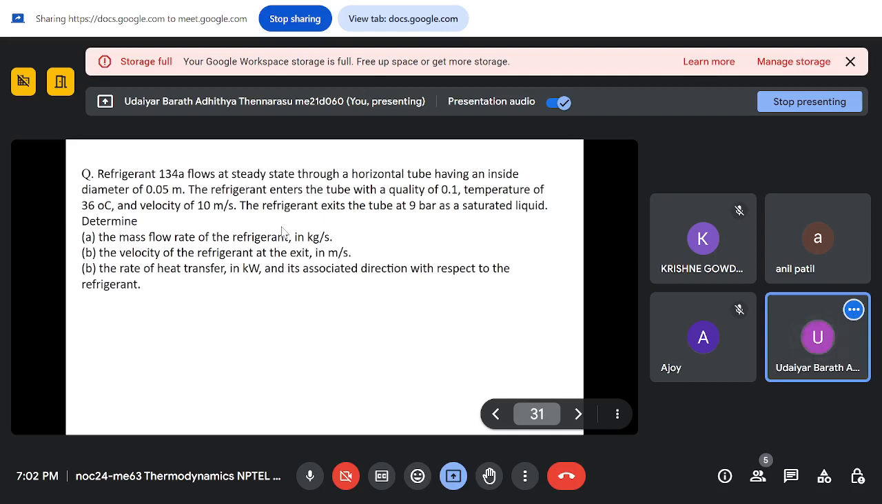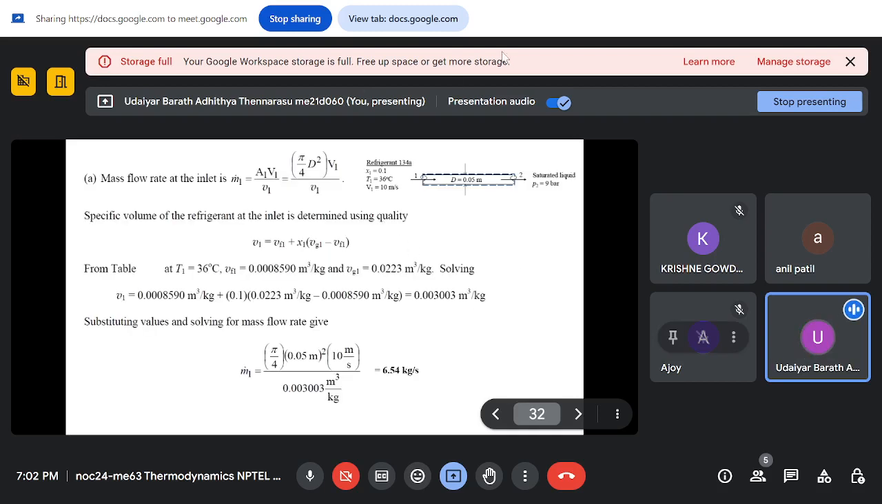And your exit pressure is 9 bar. So we need to find out the mass flow rate of refrigerant which is flowing in, the velocity of refrigerant at exit, and the rate of heat transfer, and in what direction the heat transfer is. Is it absorbing heat or is it rejecting heat? So that's what is asked. So if you see this tube with a cross section of 0.05 meter diameter, inlet condition is shown: 0.1 vapor fraction, 36 degrees Celsius and 10 meters per second, and exit 9 bar.